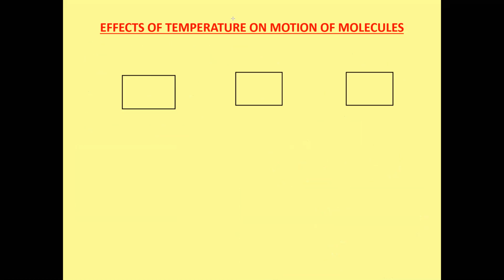Now, what is the effect of temperature on the motion of the molecules? Like if we supply heat energy, if we have a solid, we have a liquid, and we have a gas. In solid, the particles are tightly packed together. In liquid, small gaps are there between the molecules. And in gases, the molecules are far away from each other.